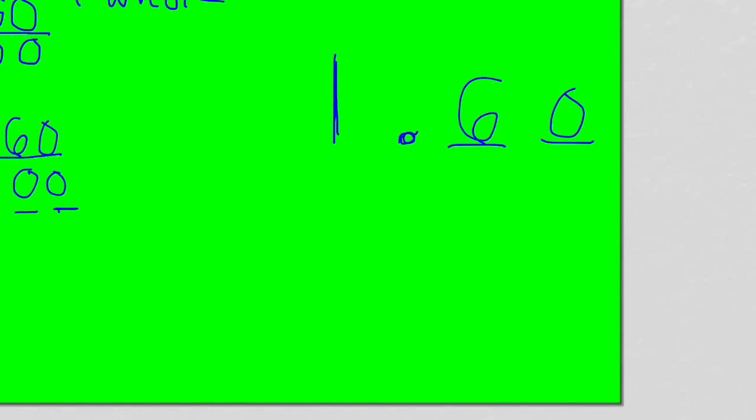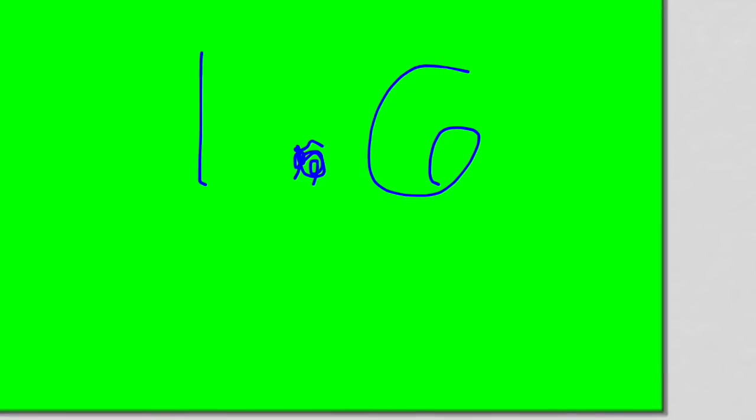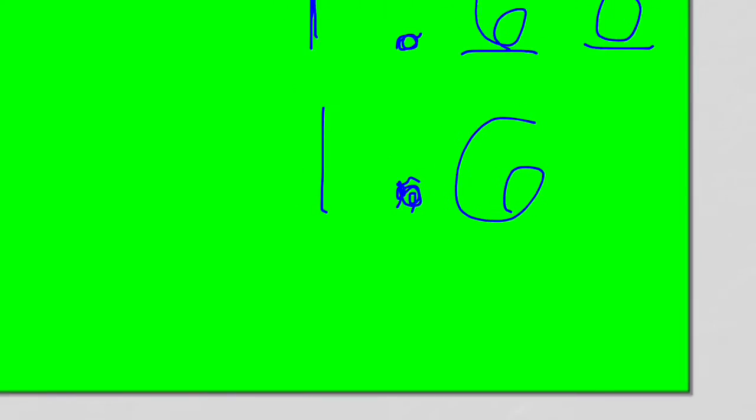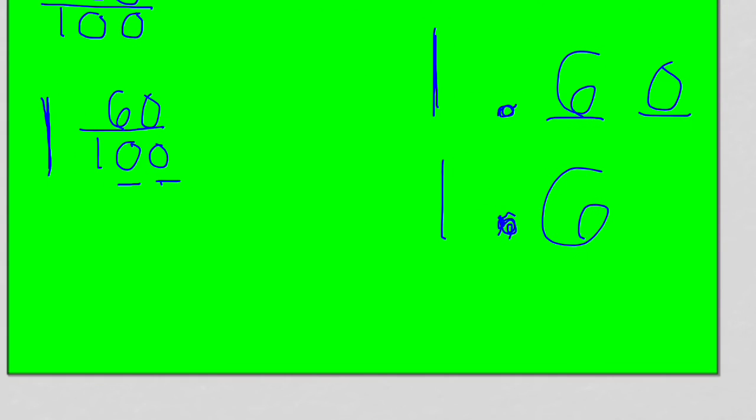And of course, some math people get really picky and they say, well, isn't 1 and 60/100ths the same as just 1 and 6/10ths? And I would say, absolutely. That is the same thing. And either answer is correct. But often in math, we want to keep things as simple as possible. So usually that's how we'd want to write that. But either one is good.